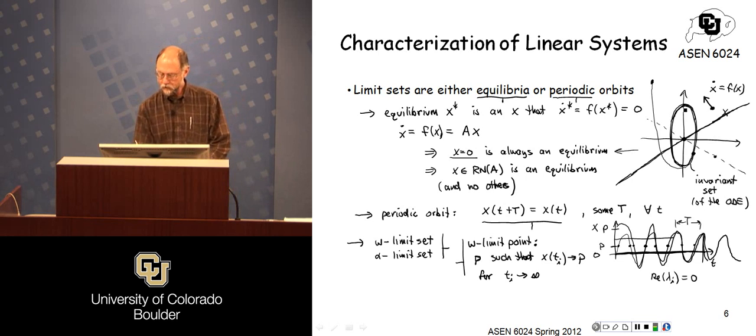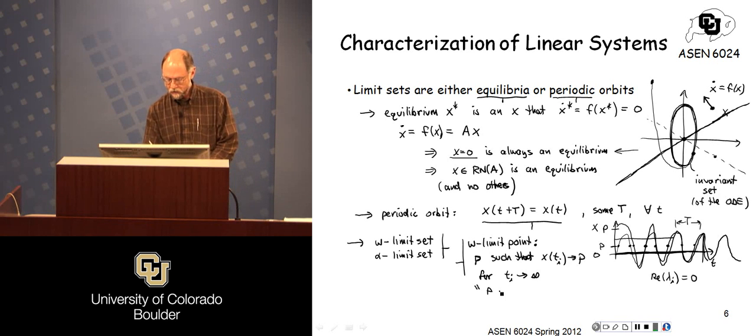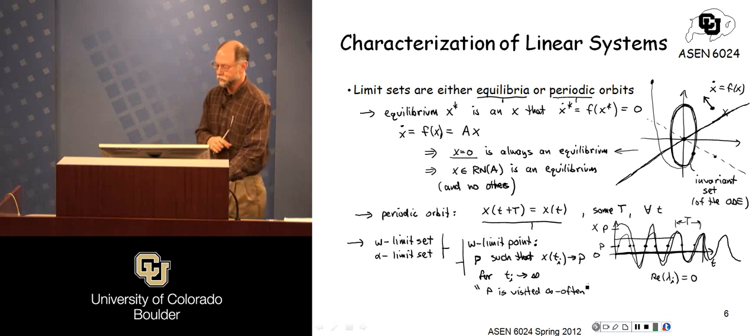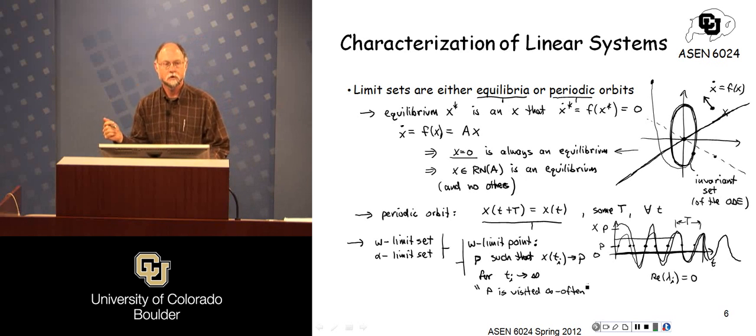So every point P that satisfies this, where x gets close to P. Another, slightly informal way to say this is that P is visited infinitely often. There's another informal definition for what a limit point is: it's a point that the solution visits infinitely often. And my even more informal definition is, where do we end up?